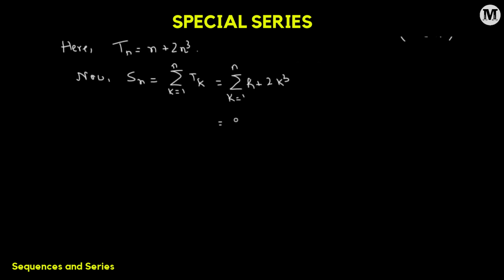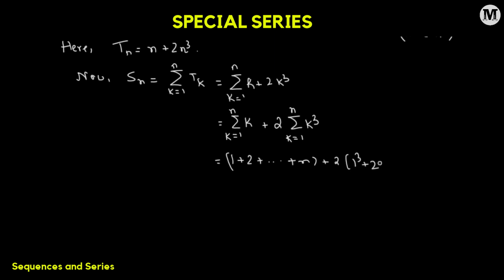So this is simply going to be equal to the summation of k, where the index k runs from 1 to n, added to, 2 being a constant, we can pull it out of the summation. So we have 2 multiplied by the summation of k cubed, with k running from 1 to n. Okay, now what is the summation of k? That's simply 1 plus 2 all the way up to n. This is summing up the first n natural numbers, and then we have 2 multiplied by the summation of k cubed. So that means we are adding the cubes of the first n natural numbers.